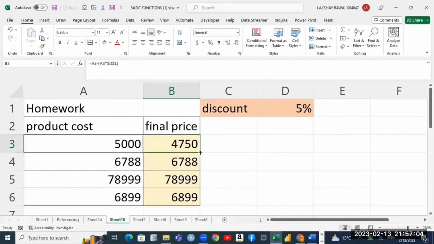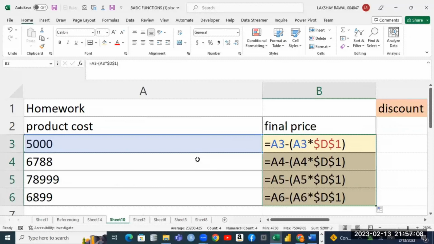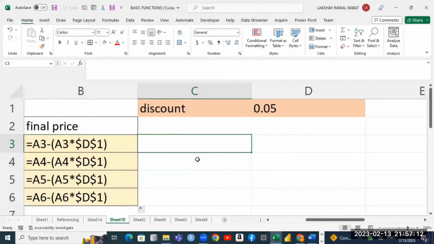Now look at the beauty. D dollar 1. A3 minus this. The final price is the price minus this discount. Okay.